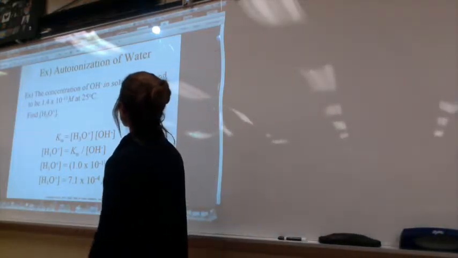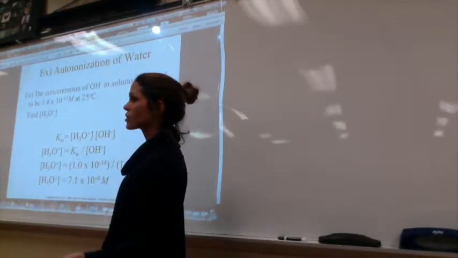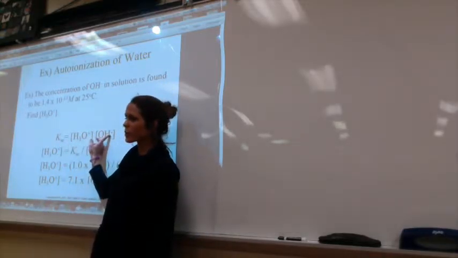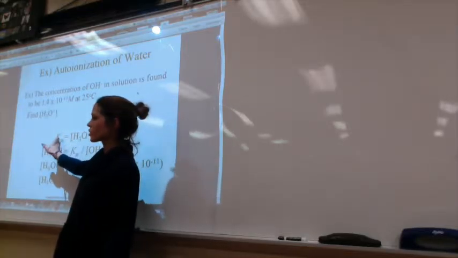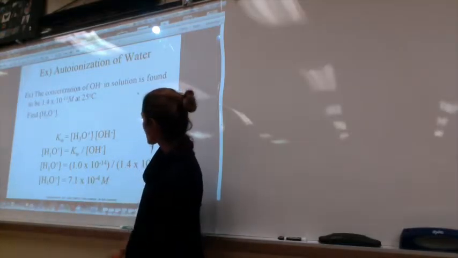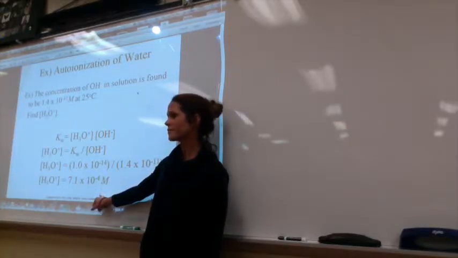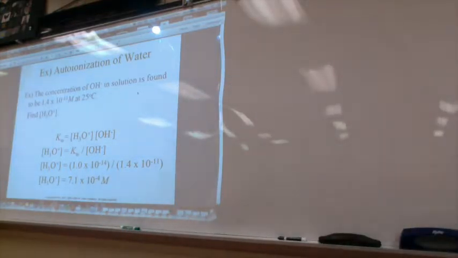The concentration of hydroxide in a solution is found to be 1.4 times 10 to the negative 11. Find the concentration of H3O+. So you're literally just going to set this up. You write your expression. So Kw is equal to the concentration of this times this. So it's essentially 1 times 10 to the negative 14th divided by 1.4 times 10 to the negative 11th. And then you calculate your H+ concentration. You good with that? It's always helpful to rearrange your equations to show the setup before actually solving.